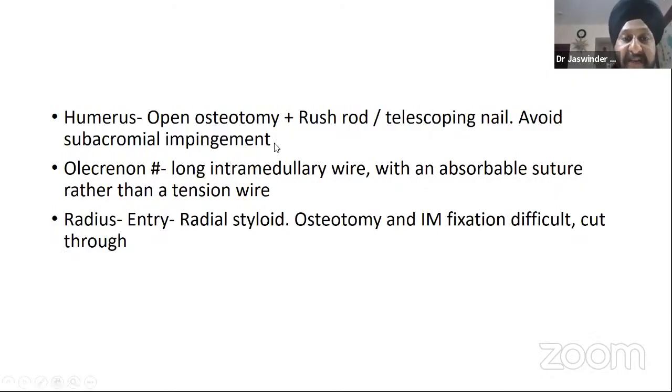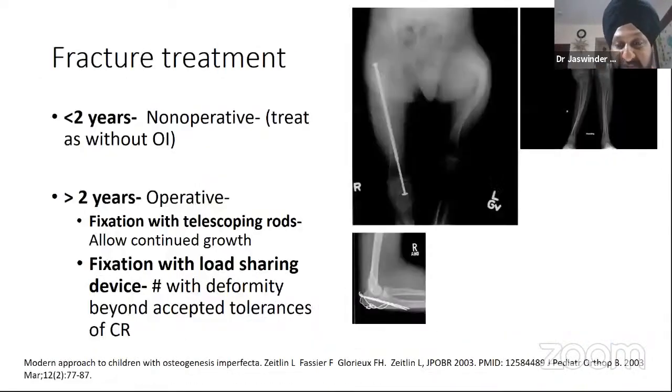In the humerus, when a nail is being put, it is important to look that there is no subacromial impingement. In the olecranon, as I had already shown somewhere, in this picture there is tension band wiring used with SS wire, but many times there is a chance of cut through of this SS wire also. So it is advisable, as per a few papers, to use a thick Vicryl or something in place of those stainless steel wires.